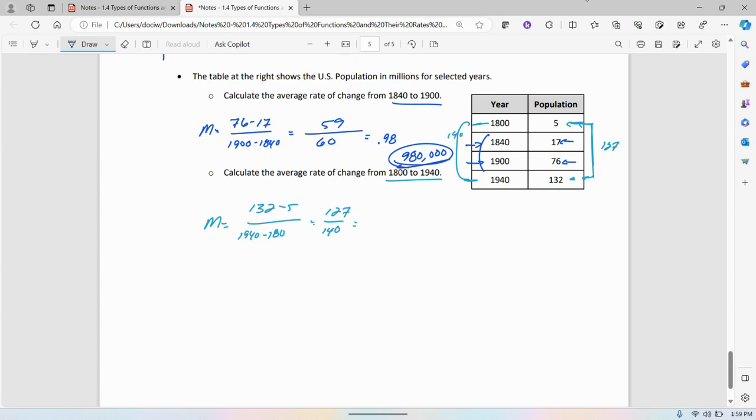So in the 140 years from 1800 to 1940, the U.S. population increased 127 million people. 127 divided by 140 is 0.907. So that's about 907,000 people per year. So overall, from 1800 to 1940, the U.S. population was increasing at just over 900,000 people per year. But in this 60-year period from 1840 to 1900, it was even faster, closer to 1 million people per year. So there's an application of average rate of change.